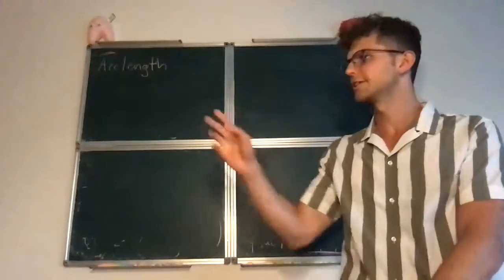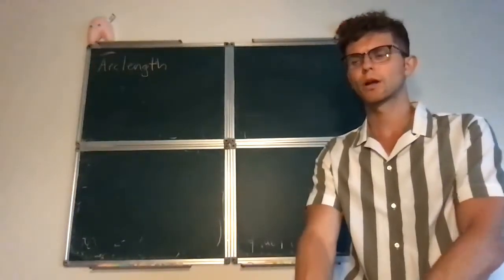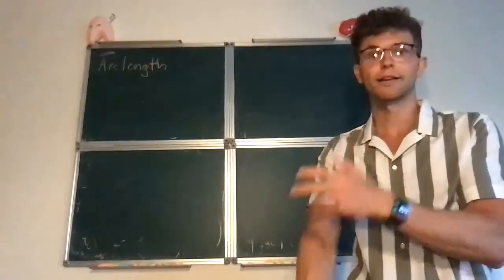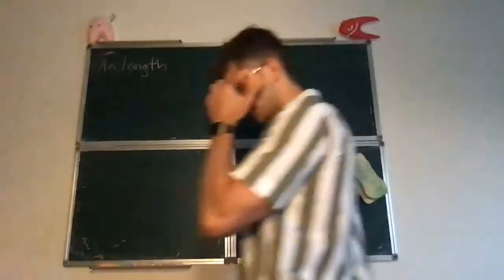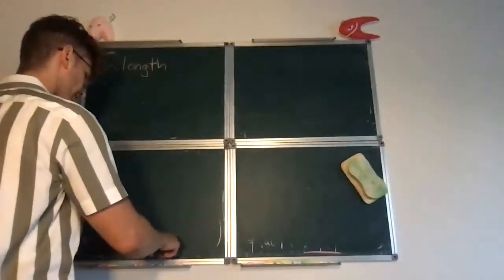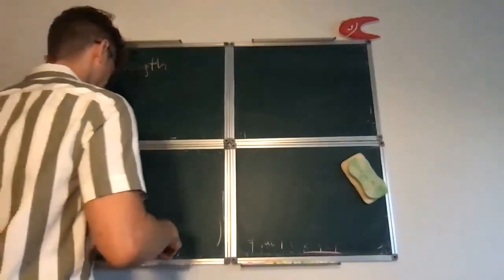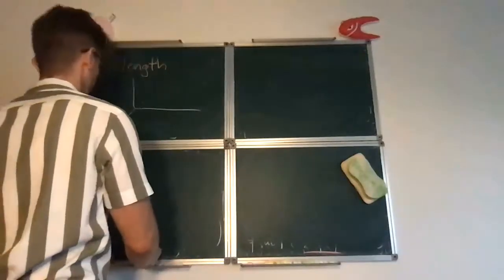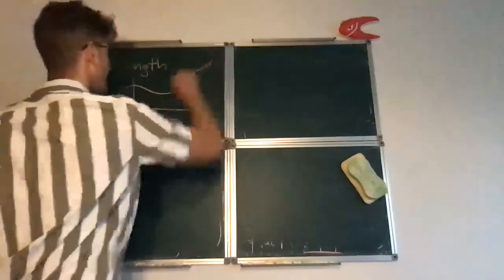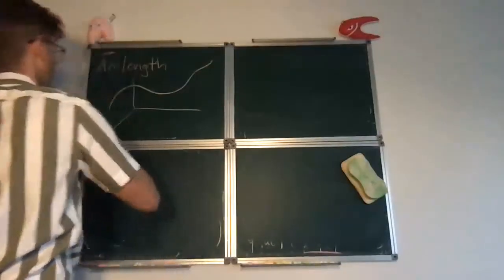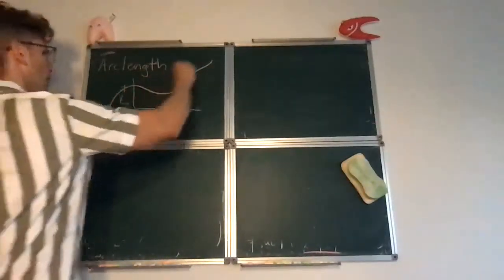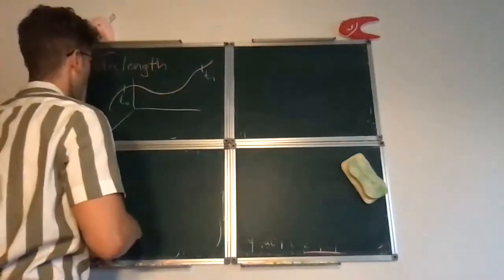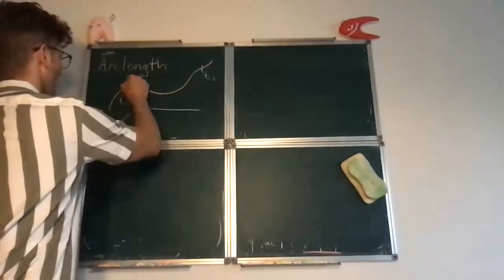Okay, so the last topic about curves is how to find the length of a curve and specify a curve via the arc length. So let me just explain this quickly. Imagine that you have a curve like this, and you have a time t0, and you have a time t1, and you want to find the length of this segment of the curve, right?